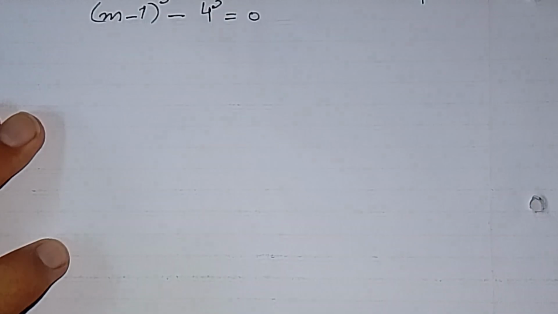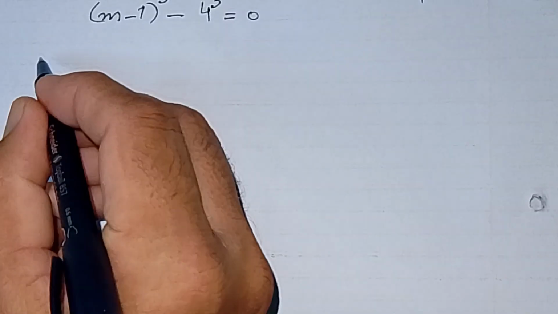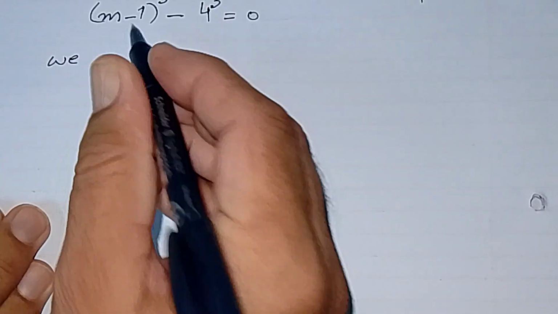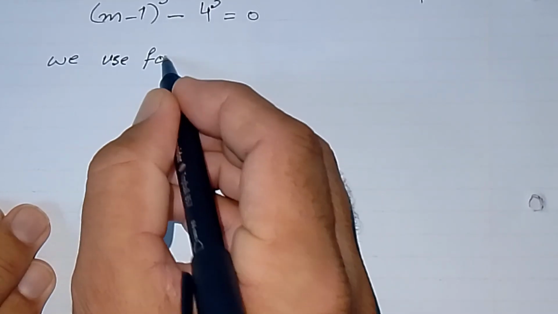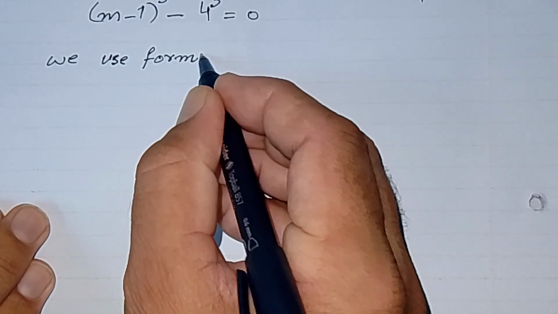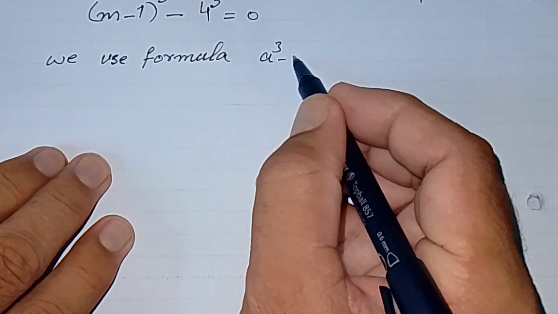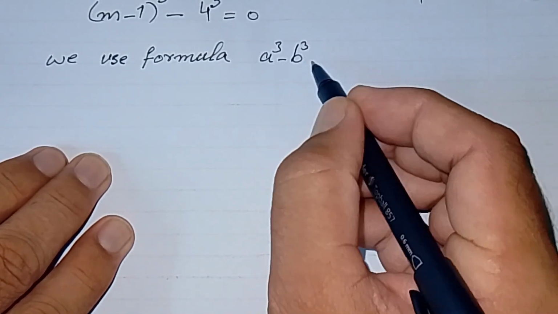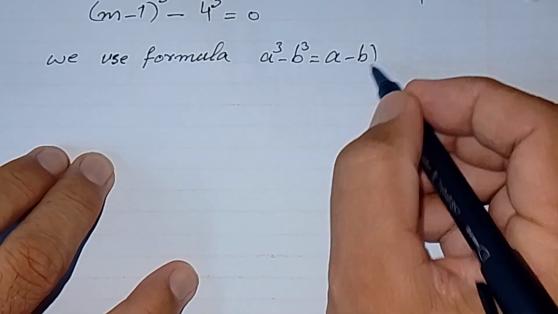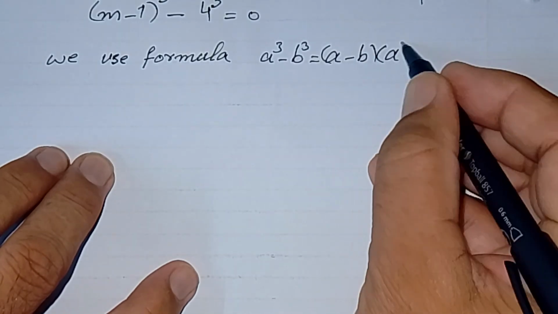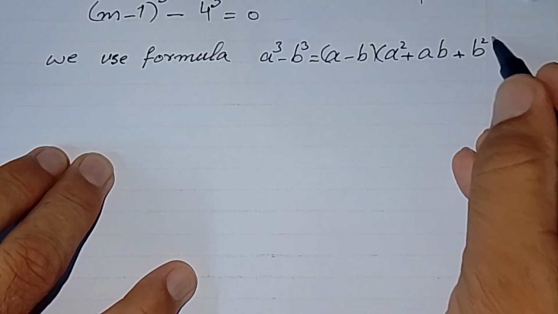Now for m minus 1, we use the formula a cube minus b cube is equal to (a minus b)(a square plus ab plus b square).